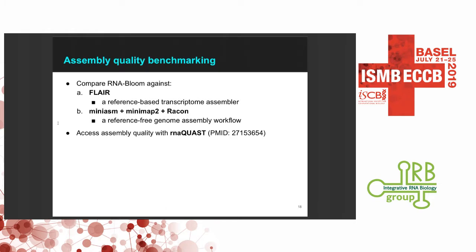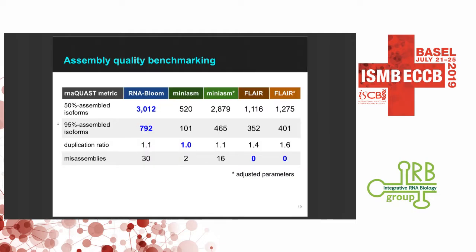And finally, we evaluate the quality of the assembly of RNA-Bloom, and we compare RNA-Bloom against two methods: FLAIR, which is a reference-based transcriptome assembler, and Mini-ASM. This is basically the overlap layout consensus workflow that I have described earlier. And we assess the assembly quality using RNA-Cross. So here is a subset of the RNA-Cross results.